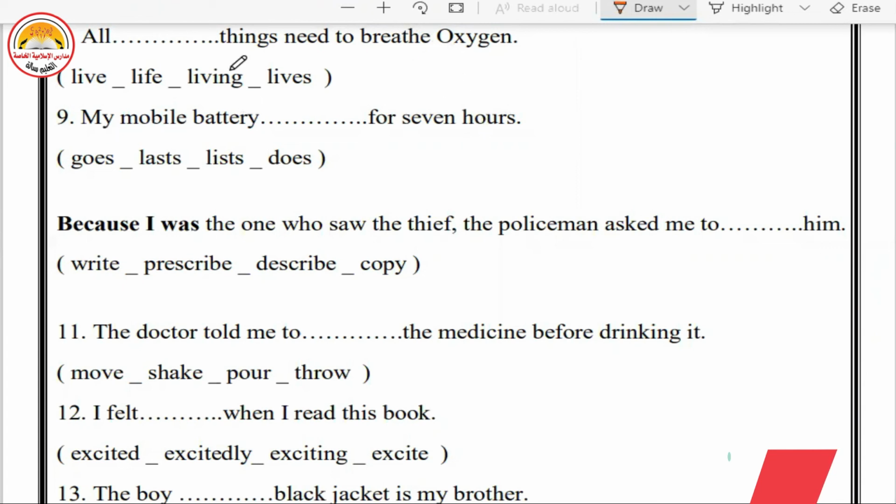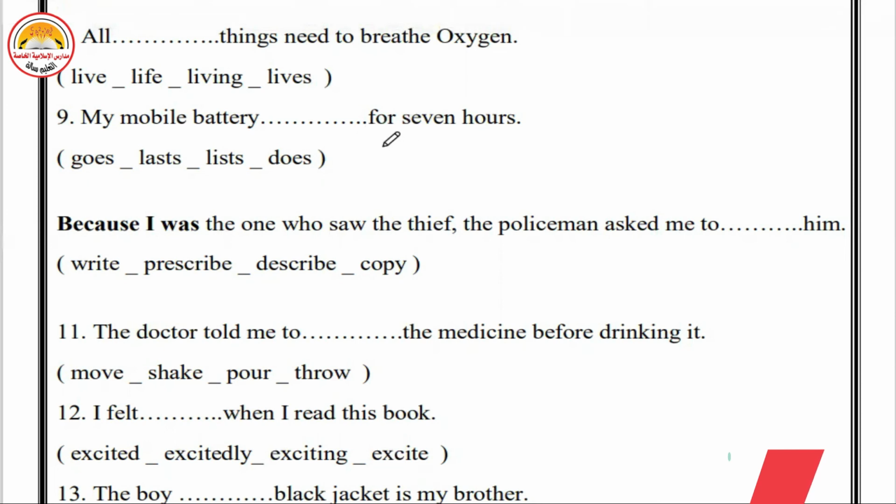Number 9. My mobile battery for 7 hours. Goes, lasts, does. We need a verb with for 7 hours. Who can answer? Lasts. Yes, last for, to continue for. Yes, lasts for. Last for means to continue or go on for 7 hours. Okay, thank you.